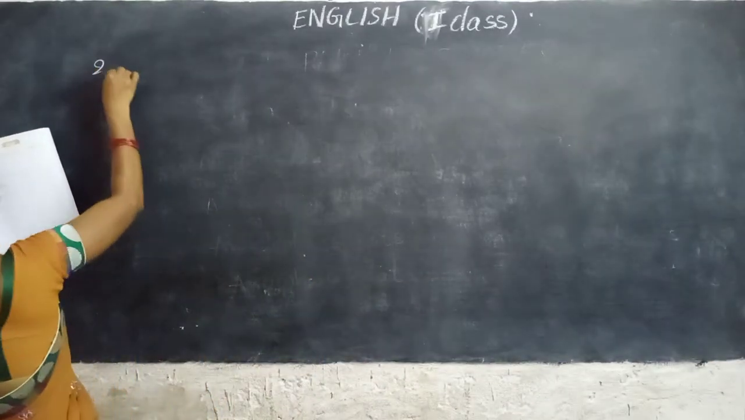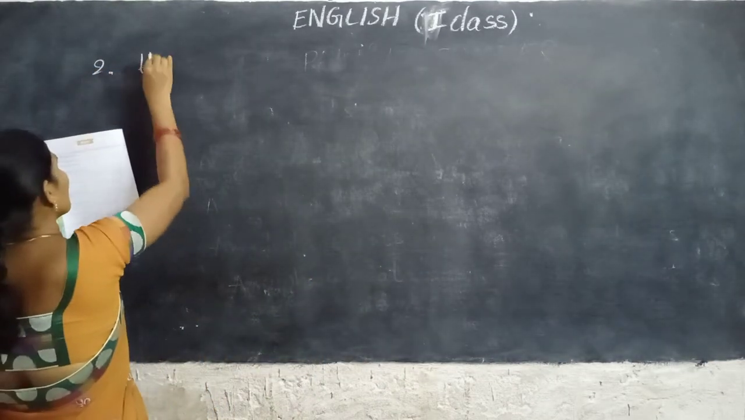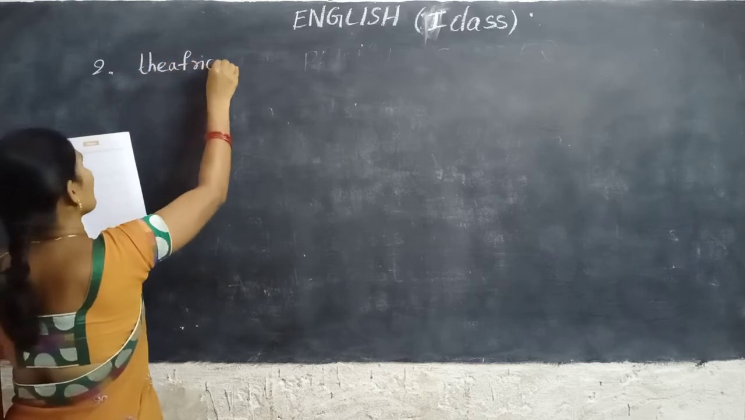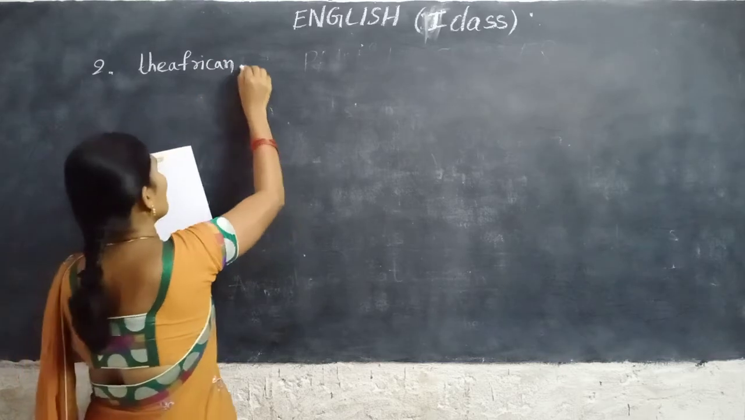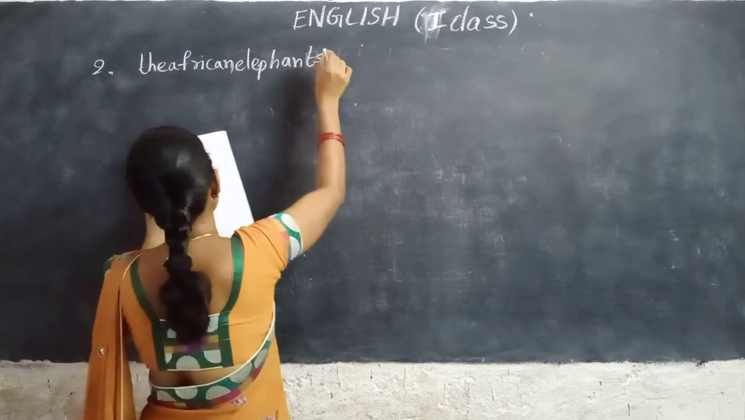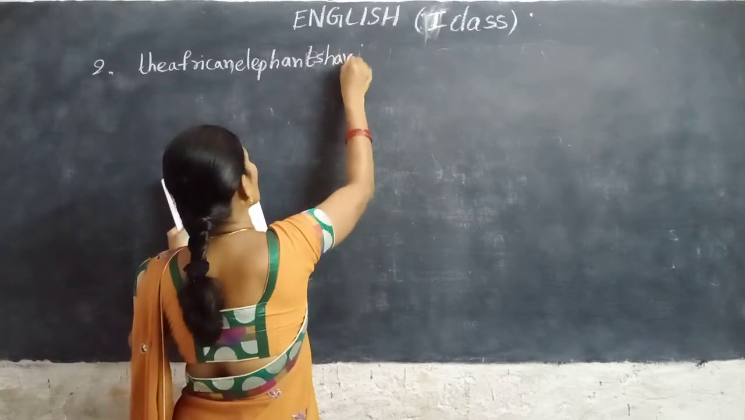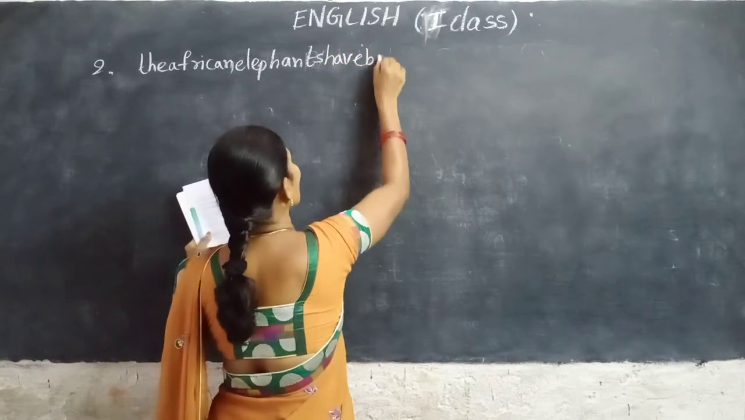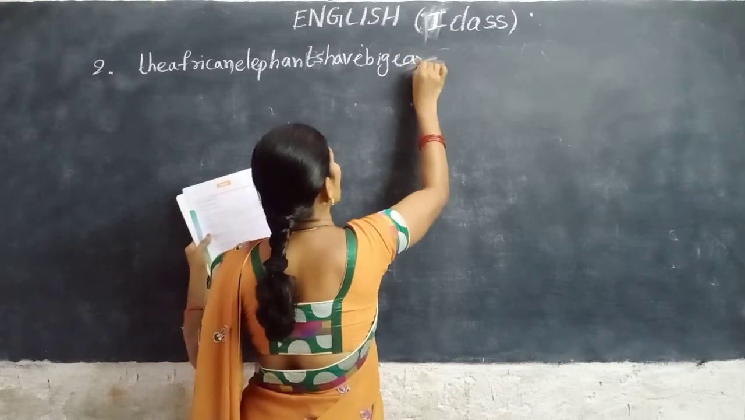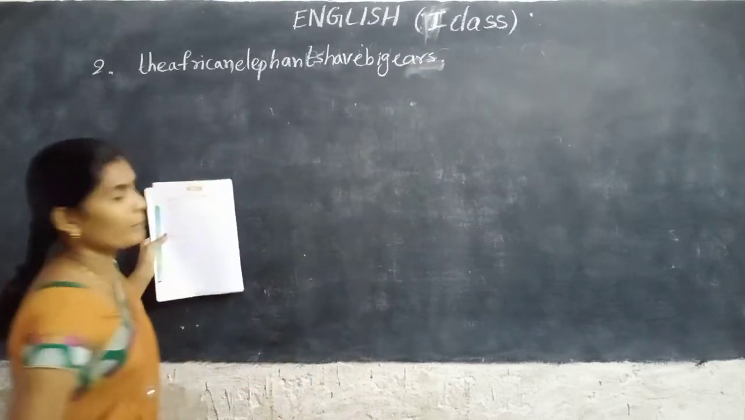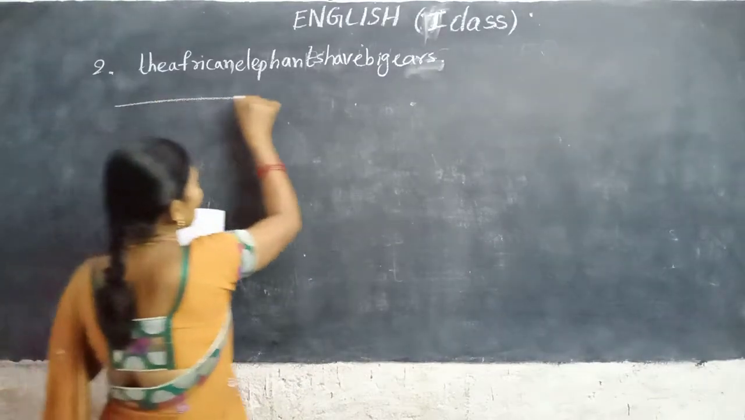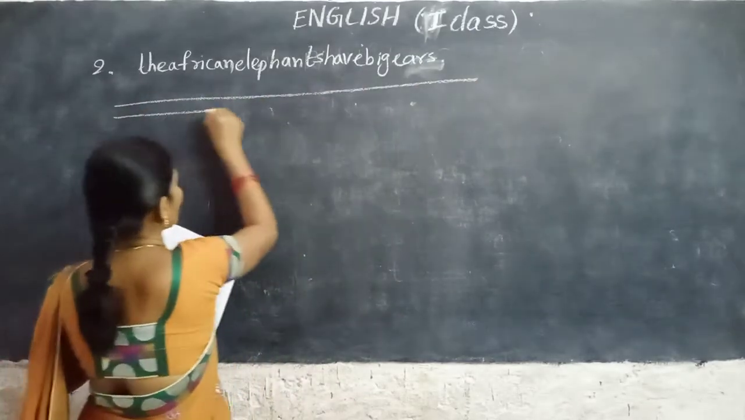Second one. The African elephants have big ears. Big ears. Okay? No gap. There is no gap. Ippudu cheyali manamu? Gap letter petti gap ivvali.